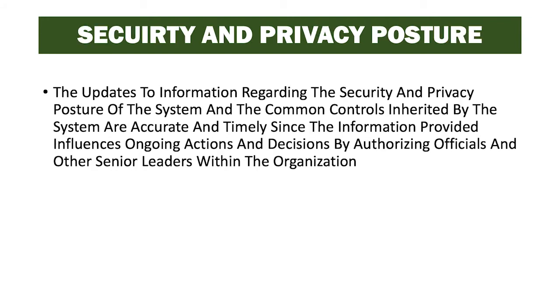The updates to the information regarding the security and privacy posture of the system and the common controls inherited by the system must be accurate and timely, since the information provided influences ongoing actions and decisions by the authorizing officials and other senior leaders within the organization. Again, providing timely information on the status of the risk of the system and those controls that either have or have not been implemented, and how the system impacts the risk of the organization.